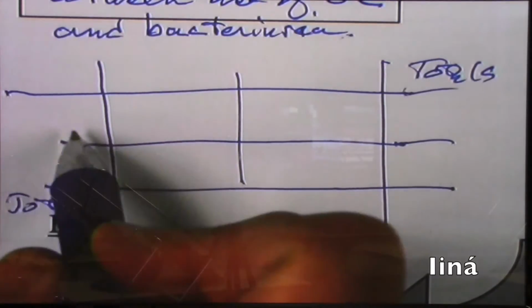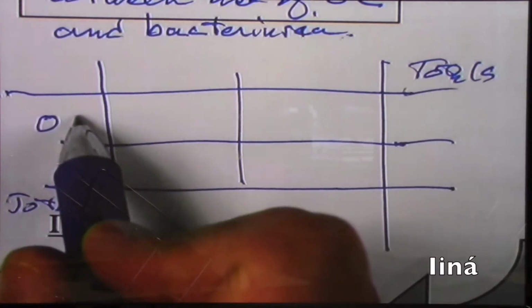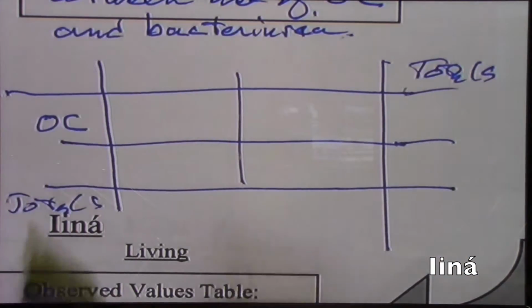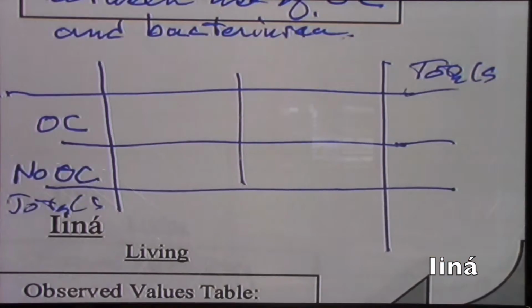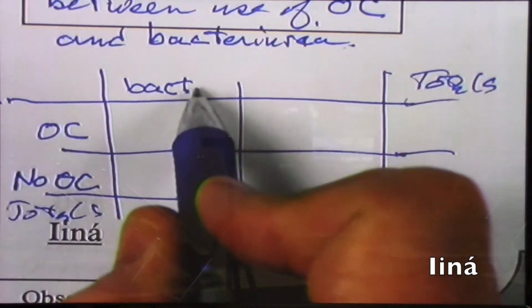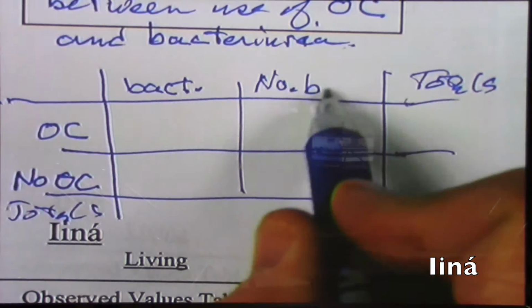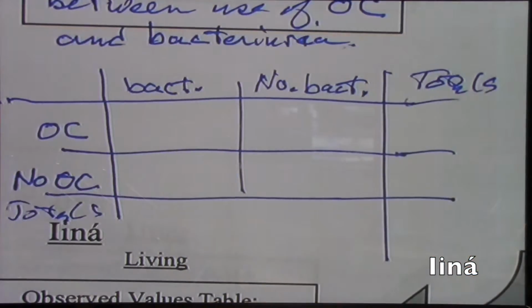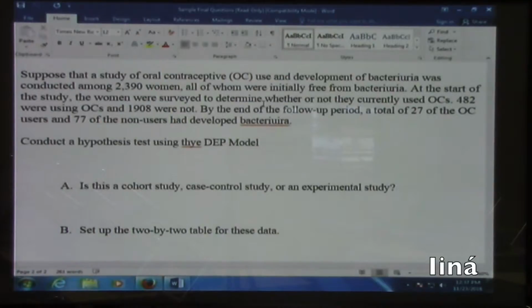All right, so over here we have our exposure. We're going to have the ones who use the oral contraceptives, that's the exposure, and the no OC will be the non-exposed, the unexposed. Up here we have cases of bacteriuria, and then the other column will be no bacteriuria.